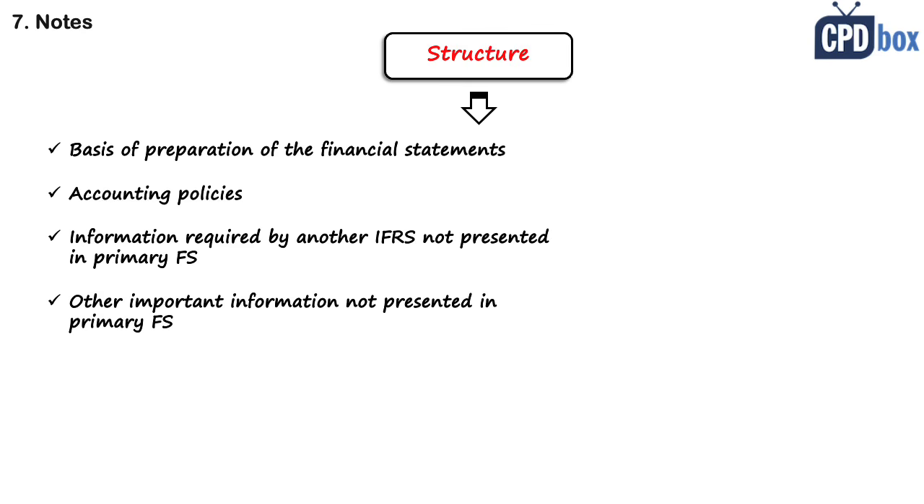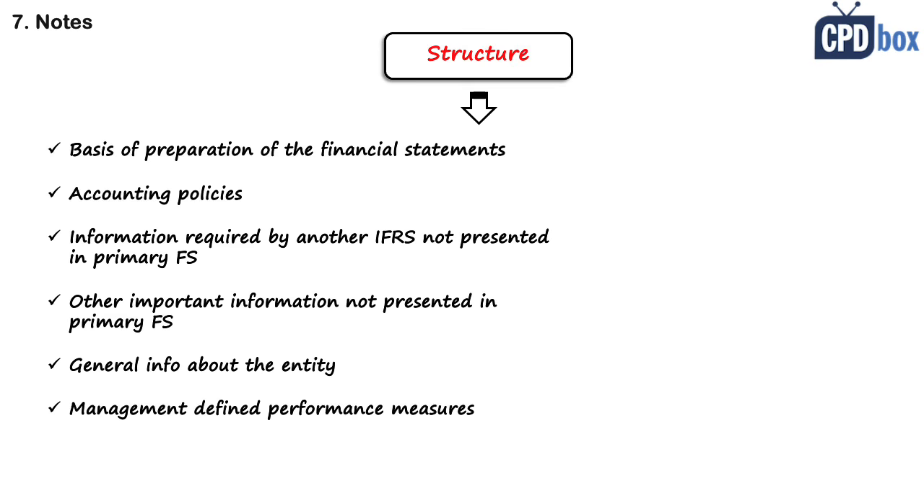Next, other important information not presented in primary financial statements. For example, about some events that might have affected the business. Here we need to present also general information about the entity, if not shown elsewhere, like description of its activity, legal name, who the parent is, etc.